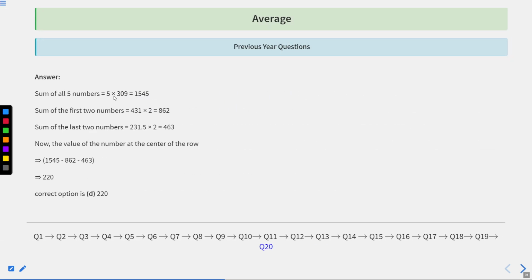So the sum of all 5 numbers will be 5 times 309, that is 1545. The sum of the first 2 numbers will be 431 times 2, that is 862. The sum of the last 2 numbers will be 231.5 times 2, that is 463. Now the value of the number at the center of the row will be 1545 minus 862 minus 463, that will be 220. So the correct option here will be option D, that is 220.